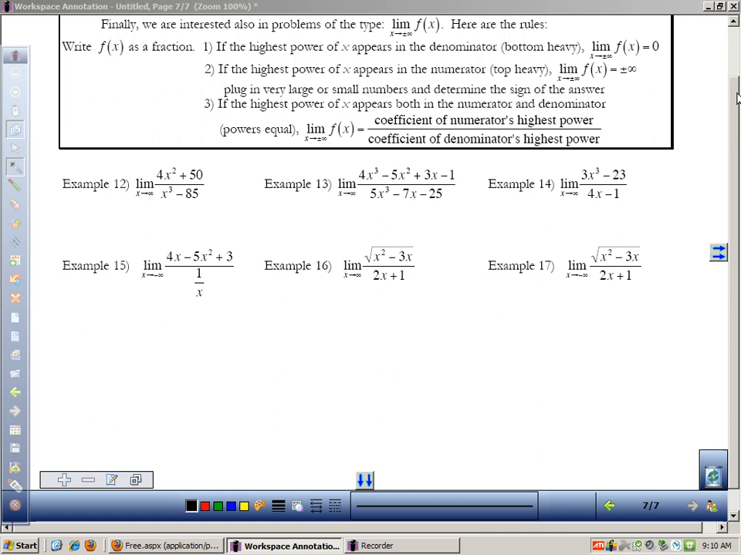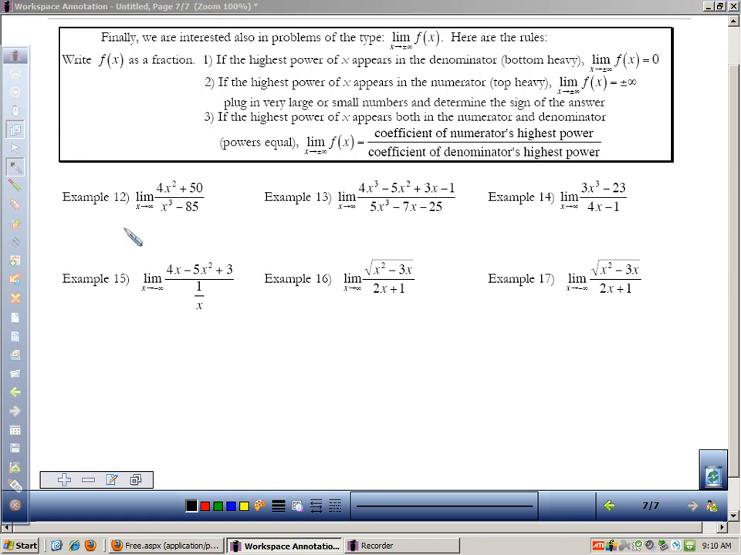Number 12. We have 4x squared plus 50 over x cubed minus 85. The highest power in the numerator or denominator? Denominator. So they call that bottom heavy. If it's bottom heavy, the limit is 0.